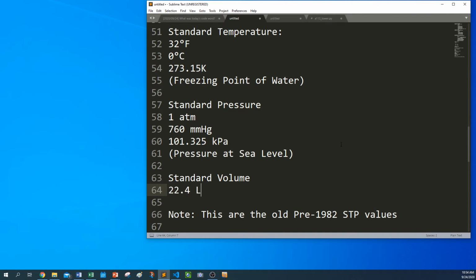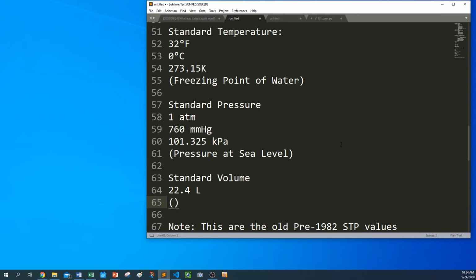22.4 liters, i.e. the volume of 1 mole of gas at STP. This value is known as standard volume. I never told you the name of it. But it is called standard volume. Let me derive that real quick.